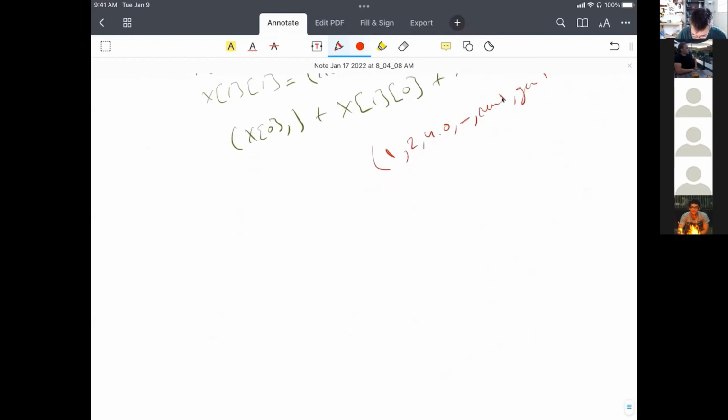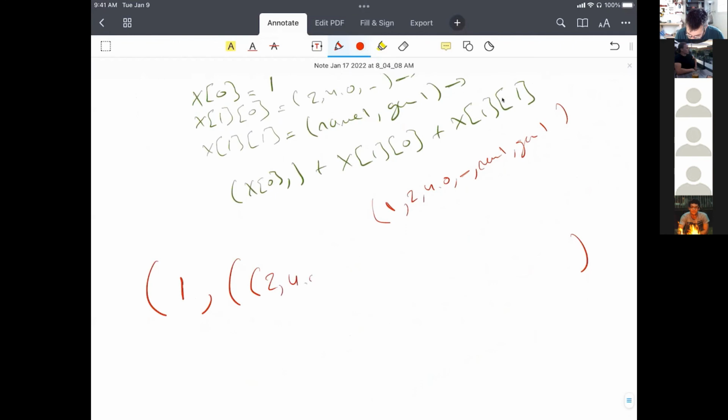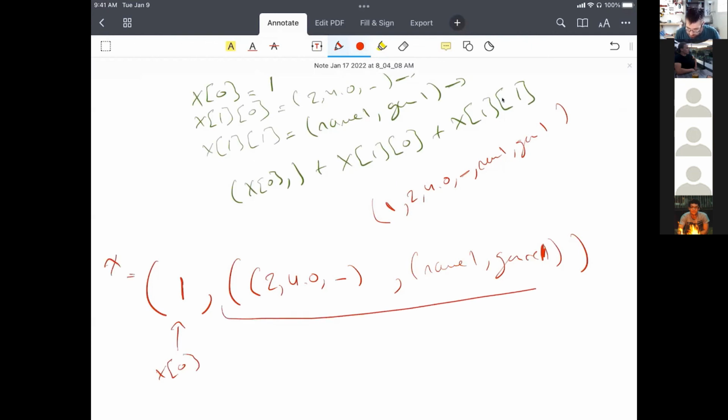So the movie ID is 1. Then we have a big tuple where inside of it we have the values of the RDDs which were joined. Okay, so x at 0 would be this one, because this whole thing is x. All of this would be x at 1.